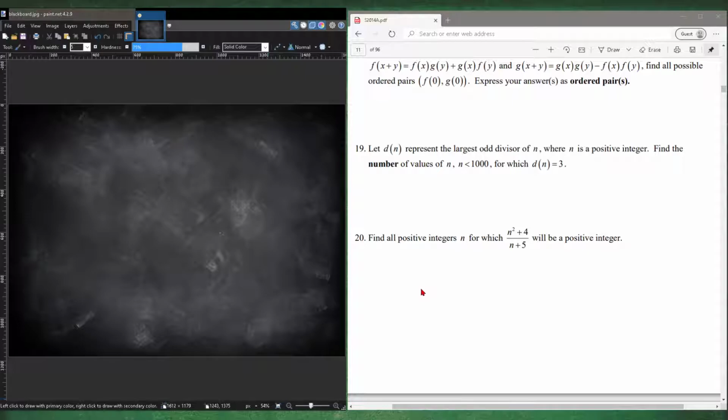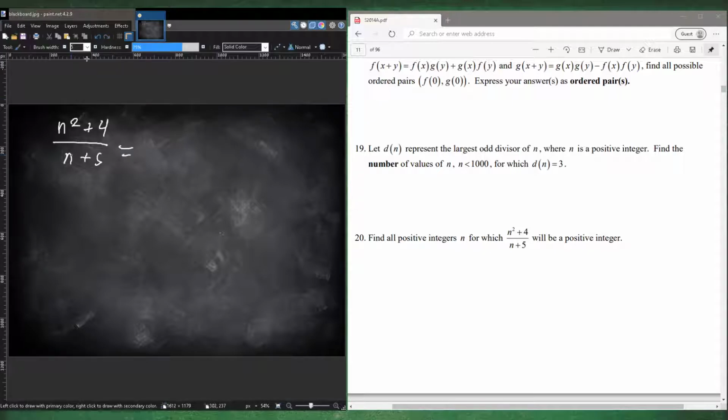Number 20, find all positive integers n for which (n squared plus 4) divided by (n plus 5) would be a positive integer. Okay, so n plus 5. A way to think about it is, instead of thinking about it like we have a function on top and a function on bottom, let's make sure that on the top we have some kind of constant over the function on the bottom, because then it's easier to understand.